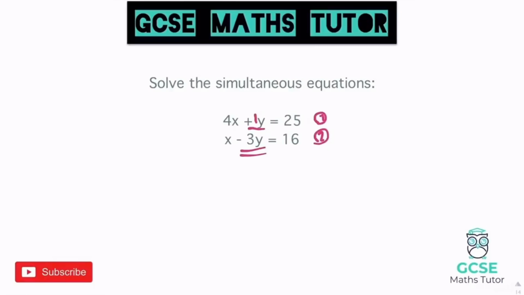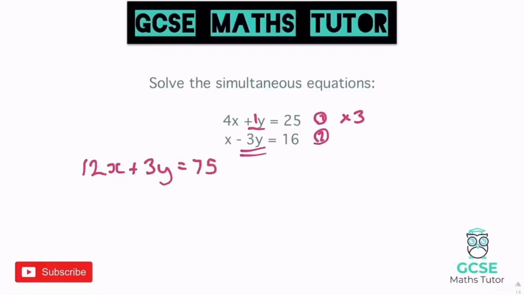Now in order to make those numbers the same, I'm going to have to times the top one by 3, and that would make it a 3y. I don't have to times the bottom one by anything, but I might have to change them both in some of these questions. So let's have a look. If we multiply this top equation by 3, what does it become? So 4x would become 12x, the 1y becomes the 3y, and the number at the end will become 75. And that's my top equation.